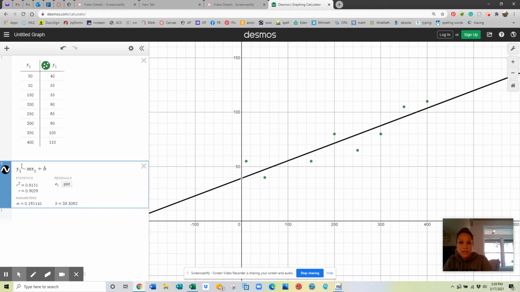Use Desmos to find the equation. So we're going to look at the equation, and we're going to say Y equals, instead of M, I'm going to look over here and enter this value right here, 0.16. And yeah, 0.16X, and then for the Y value, that's B, the Y-intercept, and I'm going to round to 2 decimal places, so I'm going to say plus 39.31.